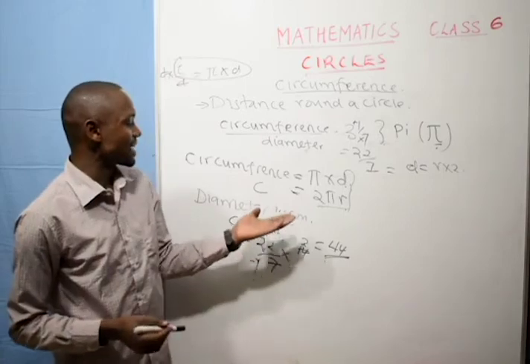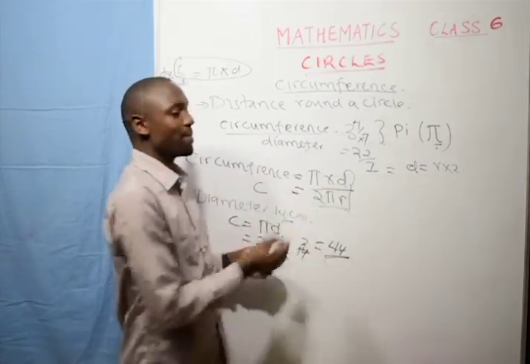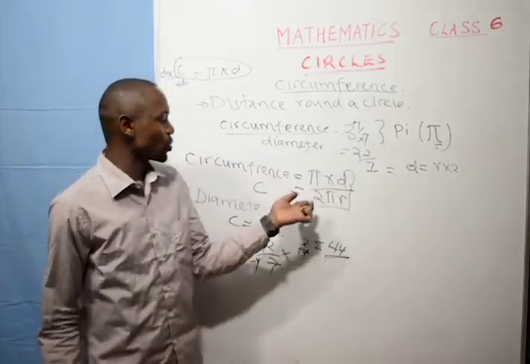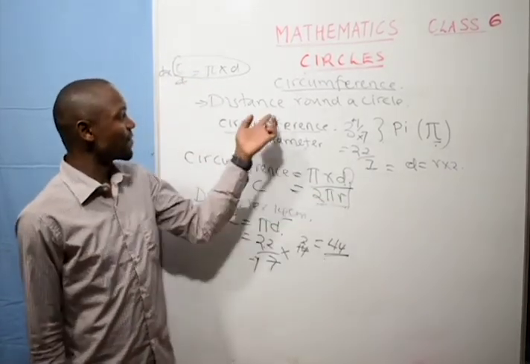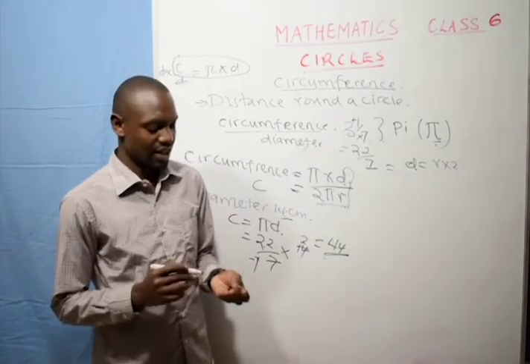Just bear in mind that circumference of a circle is given by pi times the diameter, or 2 times pi, which is 22/7, times the radius. Circumference is the distance around a circle.